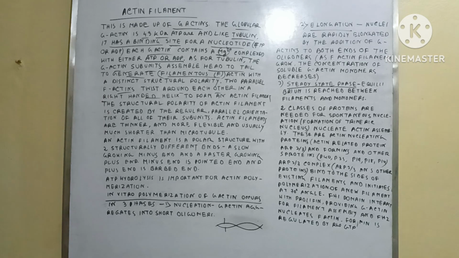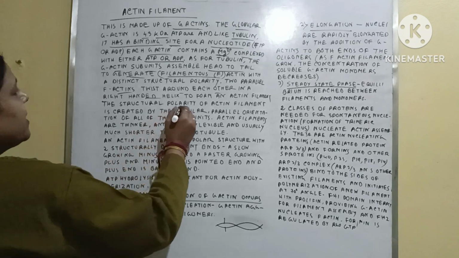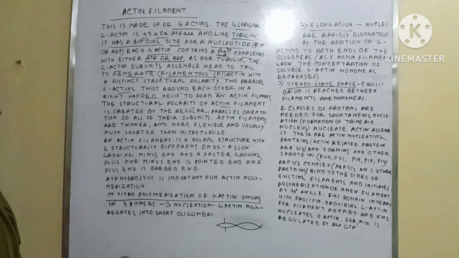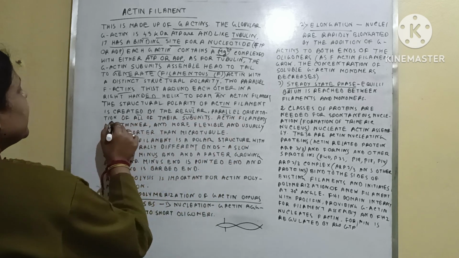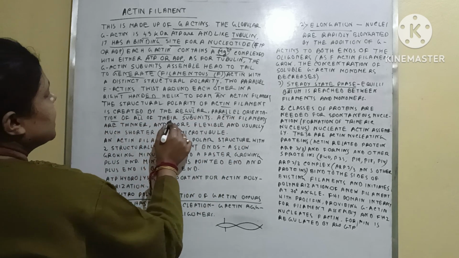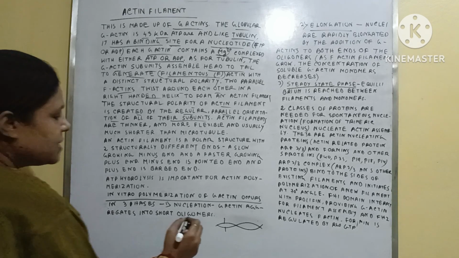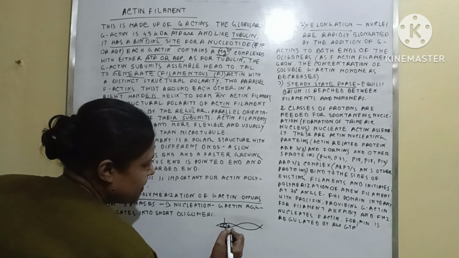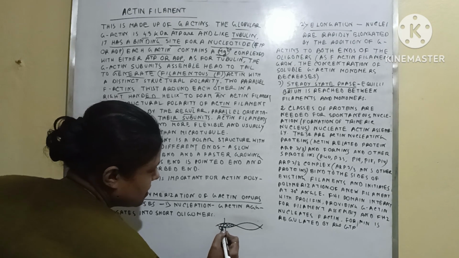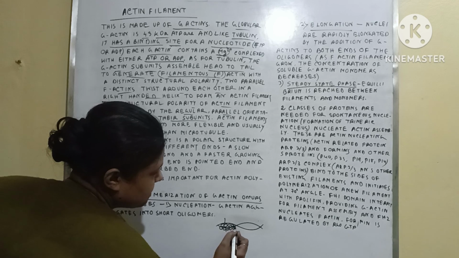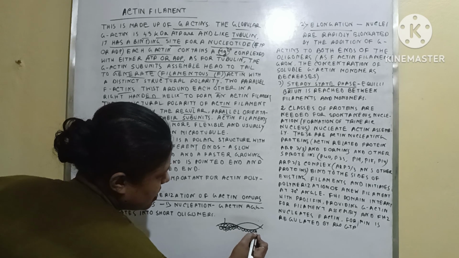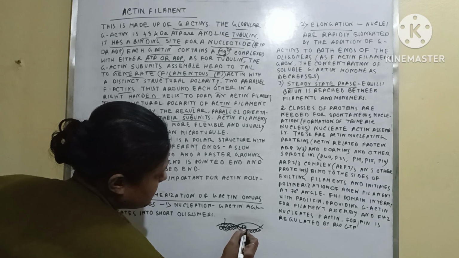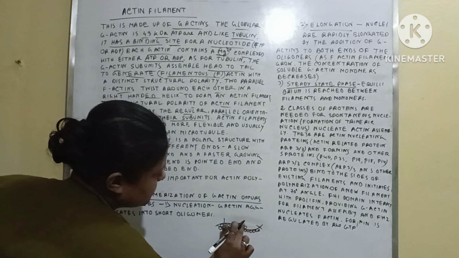And the structural polarity of actin filament is created by the regular parallel orientation of all their subunits. So here the subunits are very small, and they are arranged in that way, just like this.